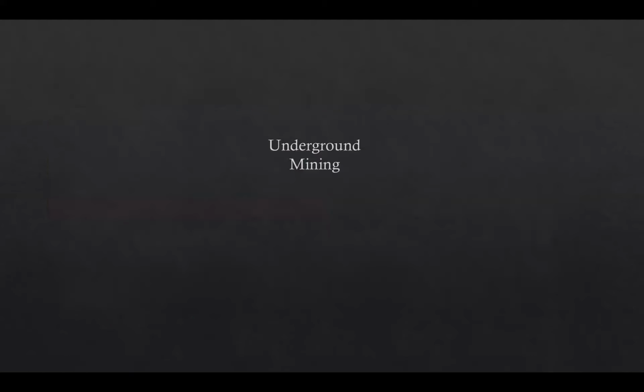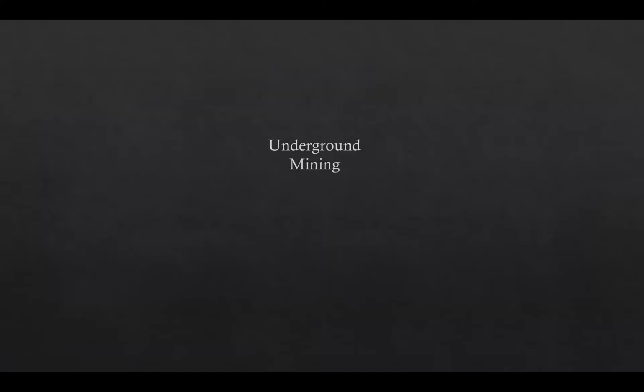Then we have underground mining methods. Underground mining is the process of extracting minerals and ores that are located too far underground to be mined efficiently using surface mining methods. The primary objective of underground mining is to extract ore safely and economically while minimizing handling of the waste rock.